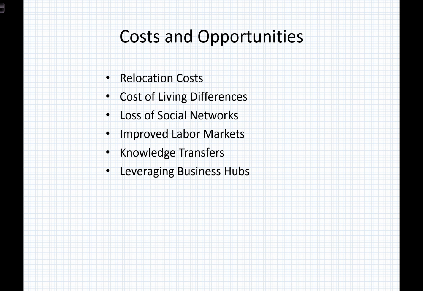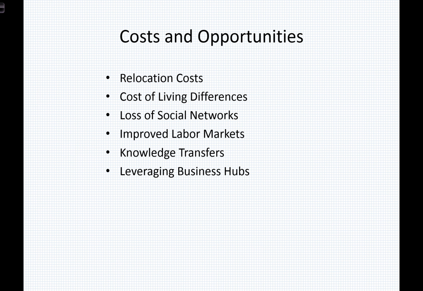We have to think about the improved labor market conditions. So that's not expressly a negative cost. It might even be a benefit. We have to think about the benefit of knowledge transfers. So what's a knowledge transfer? A knowledge transfer is that which a worker receives by working around other workers doing similar or complementary work.